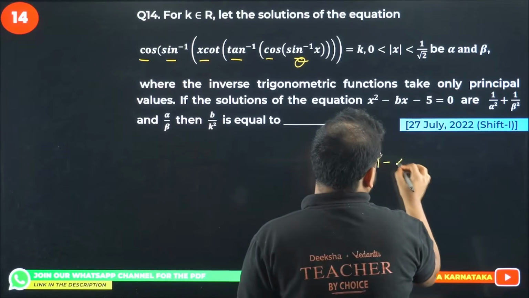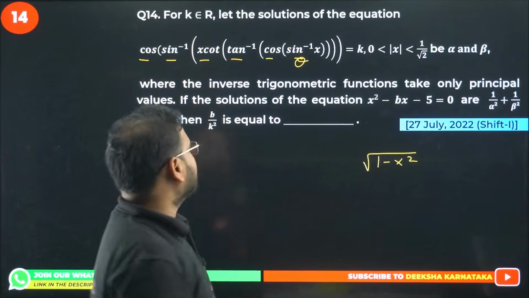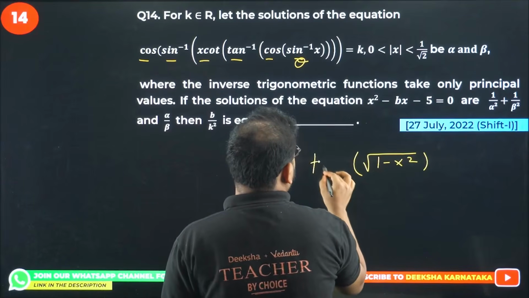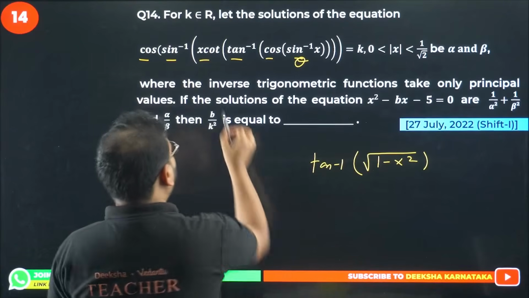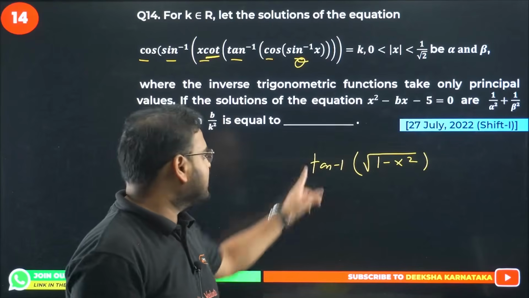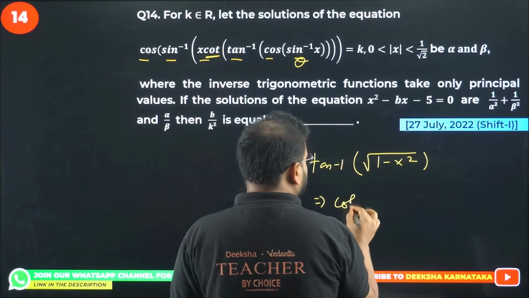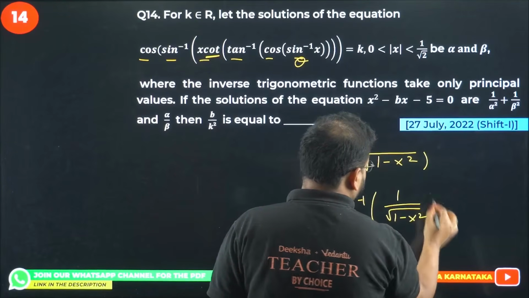Simply, please check this out, it becomes root of 1 minus x square, okay. Now on that, what will operate? You'll have the operation of tan inverse on it. Yeah, but we have cot outside, okay. It means I should convert this tan inverse into cot inverse. How do you do that? Write this as cot inverse of 1 upon root of 1 minus x square.